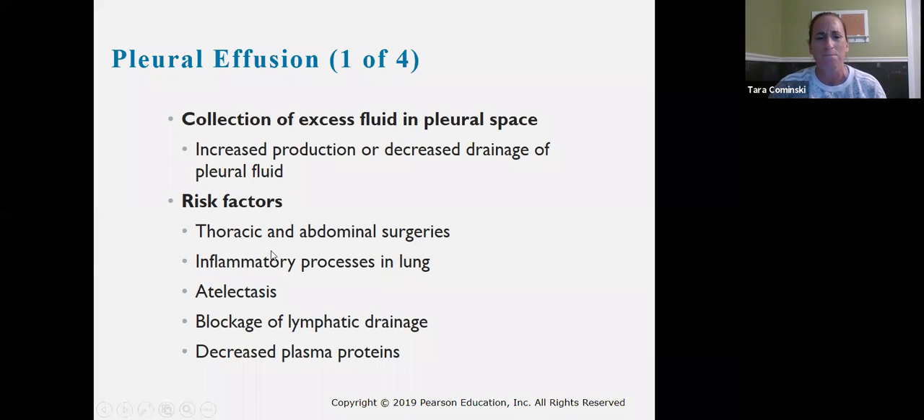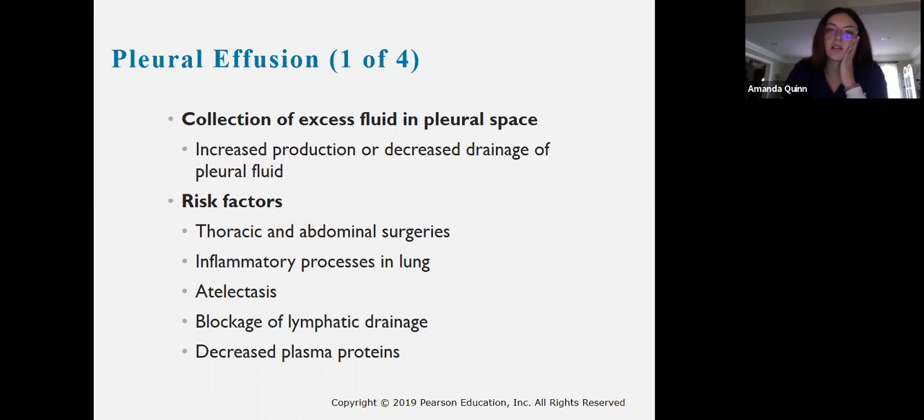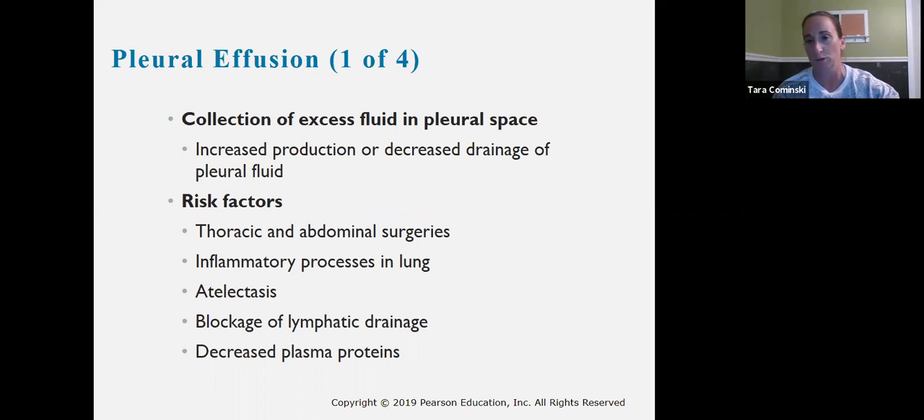Atelectasis, what was that again? What does atelectasis mean? A collapsed lung. A collapsed lung. That also can lead to accumulation of fluid in that pleural space, okay?